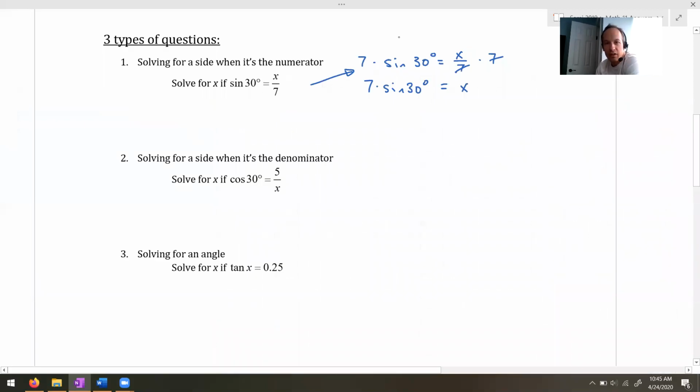All right, so we solve this and we get x is equal to 3.5. Life is good. Done.